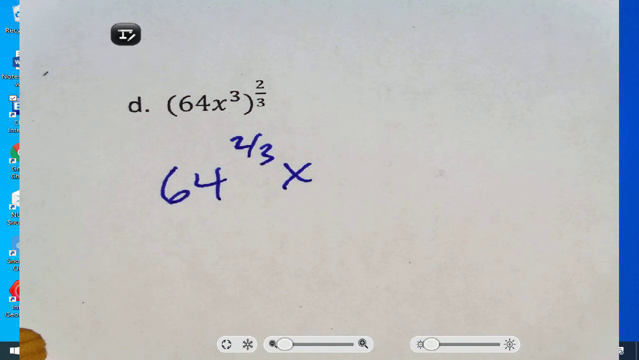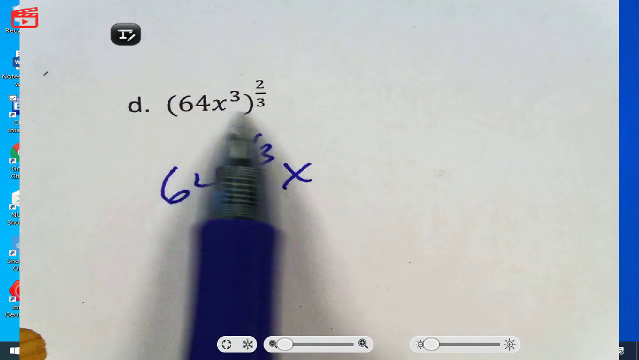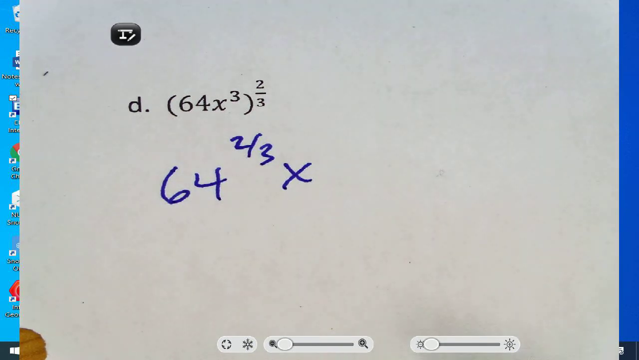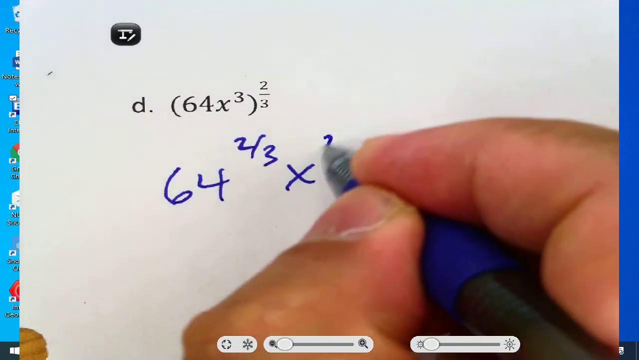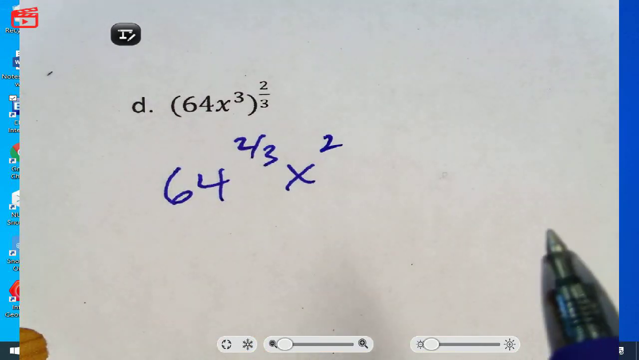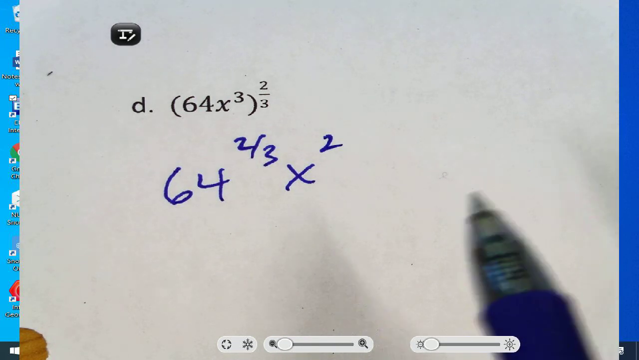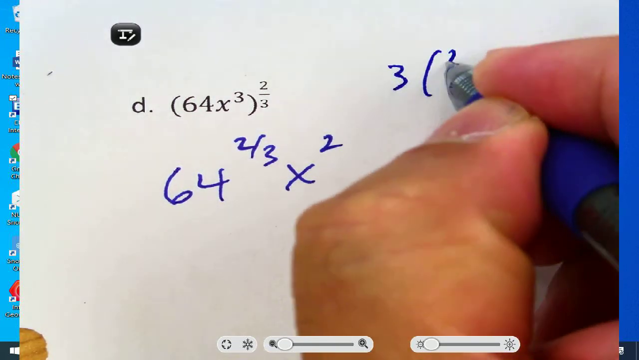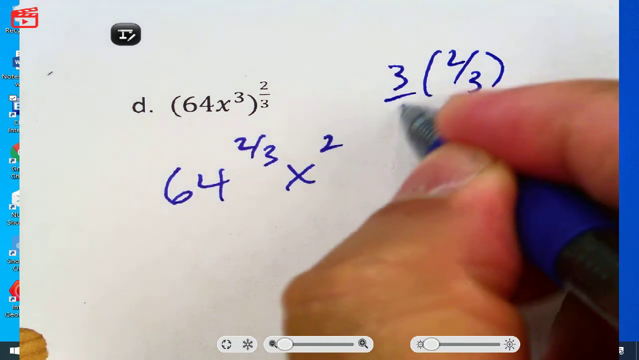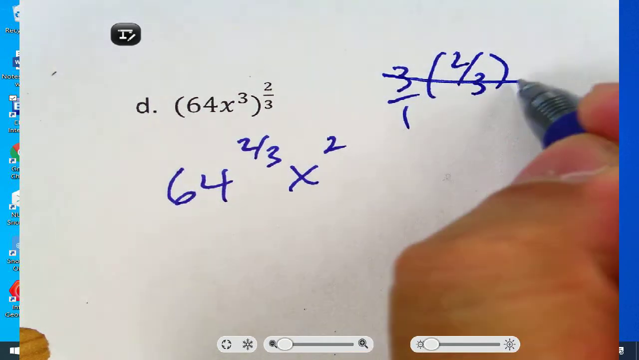Wait, what was the question? What is 3 times 2/3? 2. So x to the... How is it 2? And then we figure that out. Alright, 3 times 2/3. That's 3 over 1. So the 3's cancel and you just have 2.